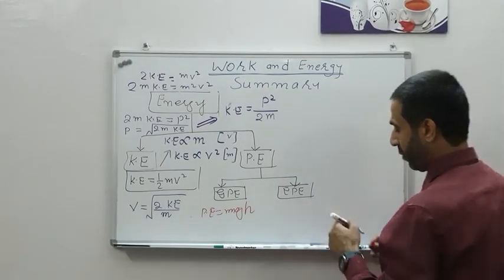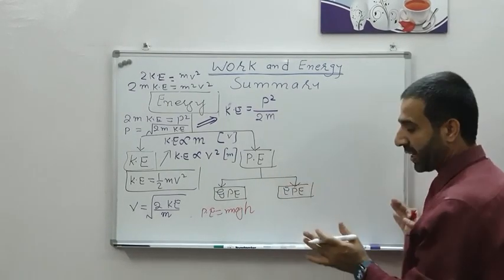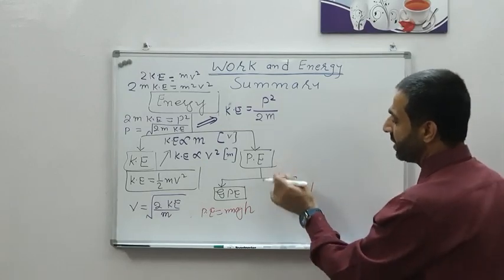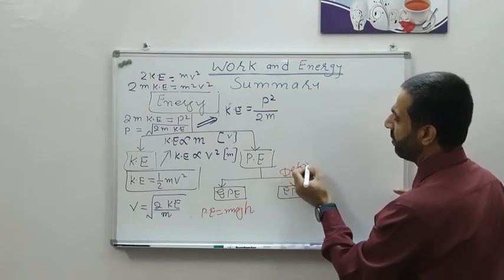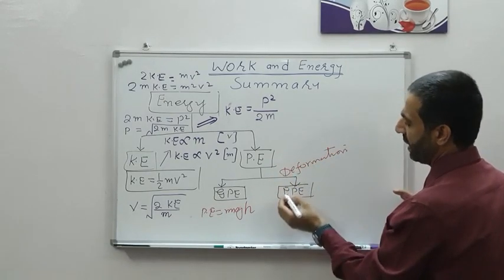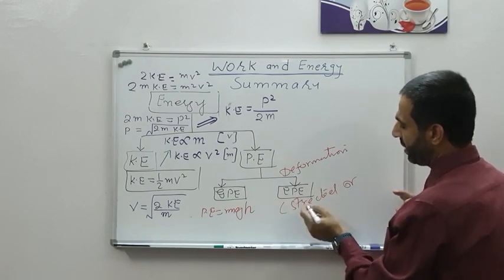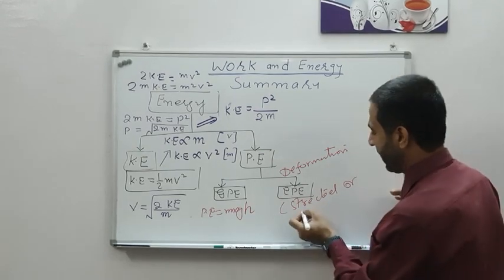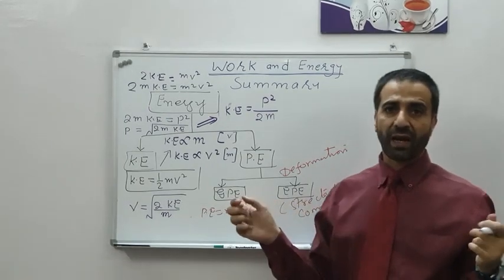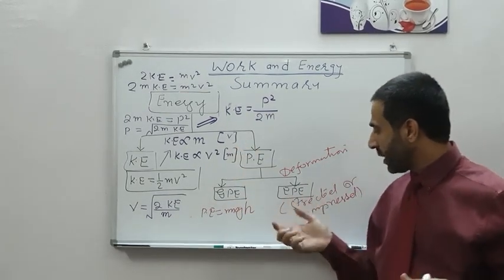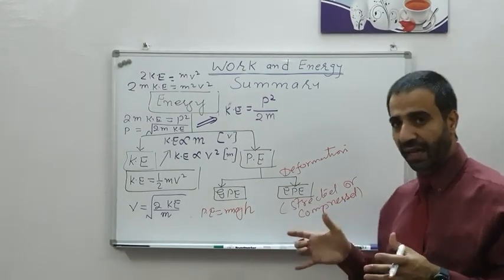Similarly, the elastic potential energy is the energy possessed by the body due to its configuration. Rather, I would say it is the energy stored in a body due to deformation. For example, when the body is being stretched or compressed, just like a spring or a rubber band or a bow, right? When you deform the body, then the body has the elastic potential energy, right?